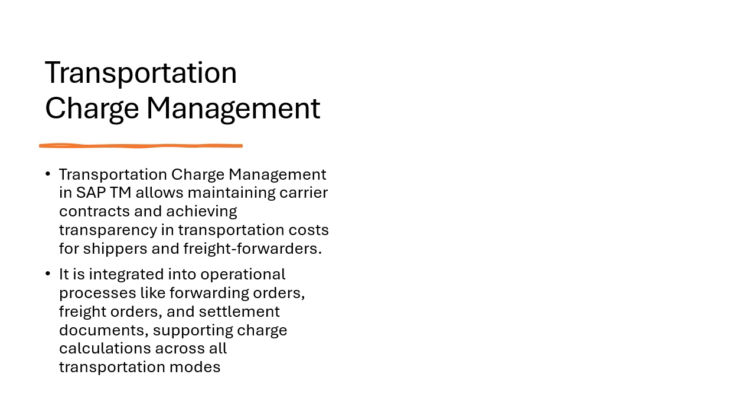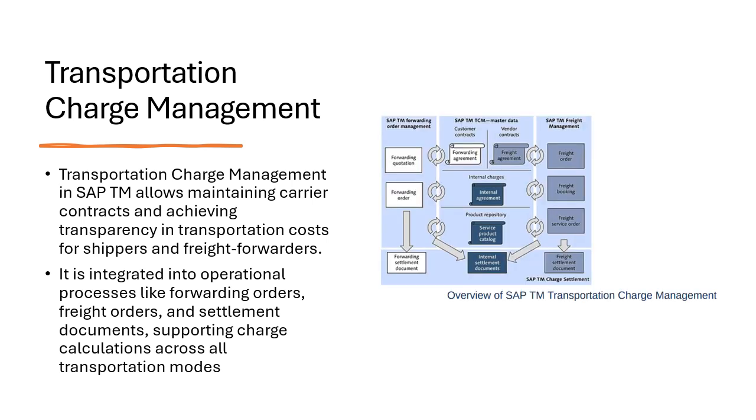It also supports the calculation of charge across multiple transportation modes like sea, air, and rail for different users, which includes shippers, carriers, and railways as well. And in this figure, it shows how SAP TM's charge management works. It also shows how master data such as transportation contracts, agreements, which includes forwarding, freight, and internal and service products, are centrally stored and utilized for automated charge determination in documents like forwarding orders and freight bookings.